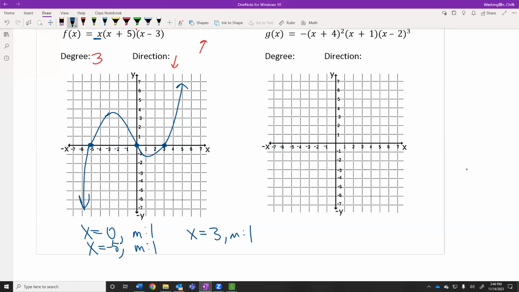Will you always just connect the dots? Yes, we are just connecting the dots based on the multiplicity. Because if this had been a multiplicity of 2, I would have made a U-turn and went back up. But the multiplicity was not 2. The multiplicity was 1. But yes, all the dots are going to be connected based on what the multiplicity looks like.